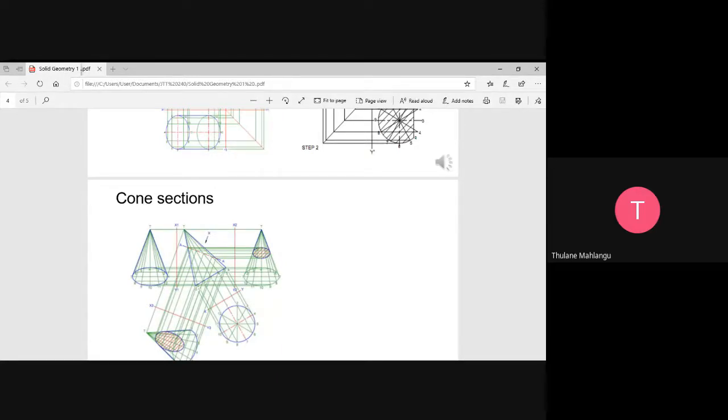Any questions, guys, with regards to cylinders and cones and the conic sections or the cylindrical sections? Questions?